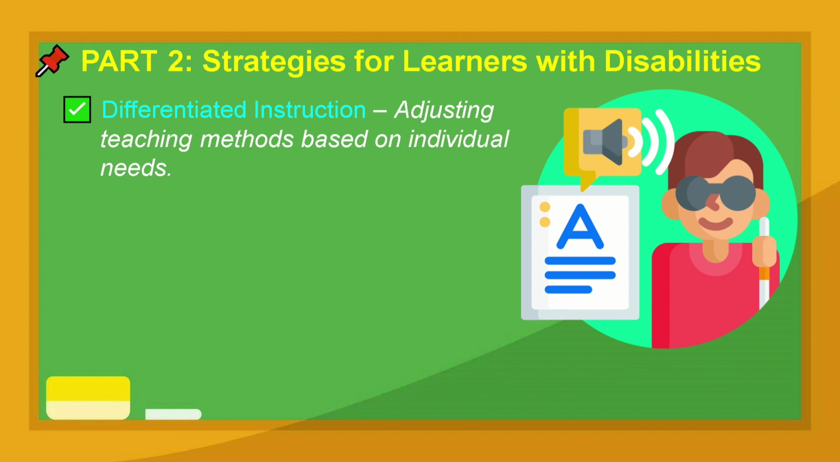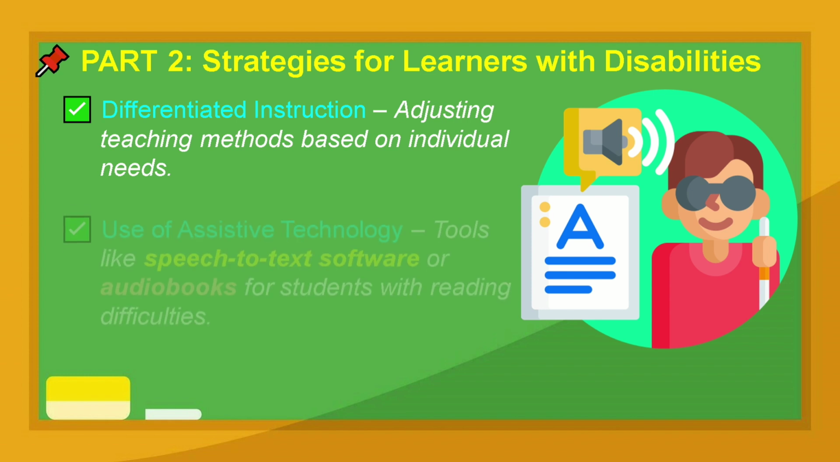For example, some students may learn better through pictures, while others prefer hands-on activities or group discussions. This approach helps all students stay engaged and succeed in their own way, making learning more effective and enjoyable for everyone. In short, adjusting teaching methods based on individual needs.